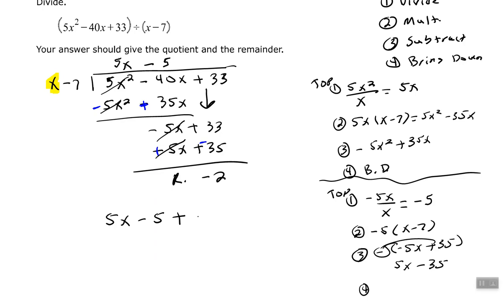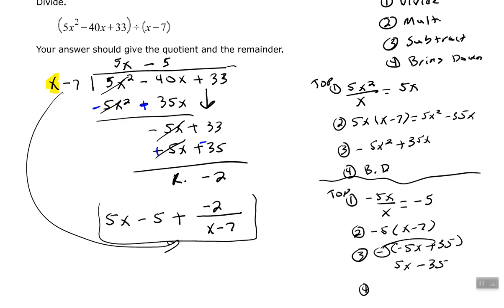plus, and then we have to put our remainder in fraction form. Now you always put what you're dividing by in your denominator, and then your remainder goes in the numerator. That's how you write your remainder in fraction form. So 5x minus 5, that came from up top there, plus the remainder, and the remainder was negative 2, so it's plus negative 2 over x minus 7.